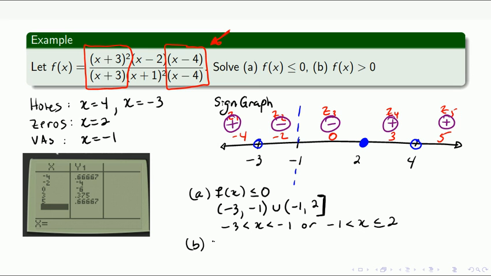In part B, we want to solve f of x is greater than 0. Those are the zones that fall above the x-axis, the positive zones. So that's zone 1, zone 4, and zone 5. Since it's a strict inequality, I can use all parentheses. It doesn't matter whether it's a zero or a hole. So we're going to go -infinity up to -3, in union with 2 to 4, in union with 4 to positive infinity.